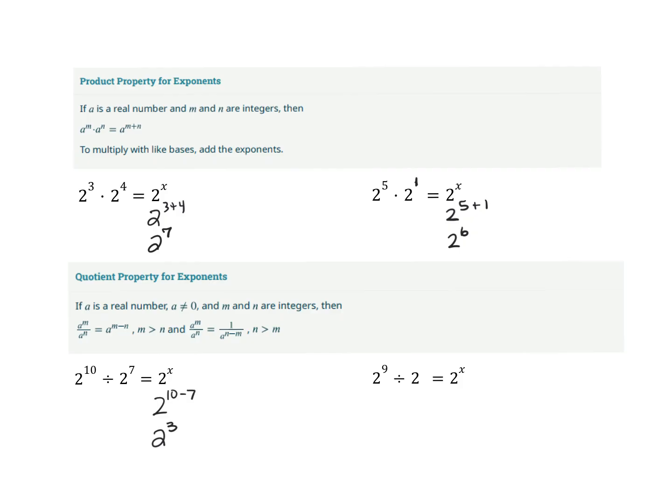And looking at our last example, again, we have a situation where we have 2 and we don't see an exponent, but thinking back to what we just talked about up above, we know that that has an exponent of 1. So we have like bases of 2, so 2 to the 9th power divided by 2 to the 1st power would be 2 to the 9 minus 1 power, which would give us 2 to the 8th power.